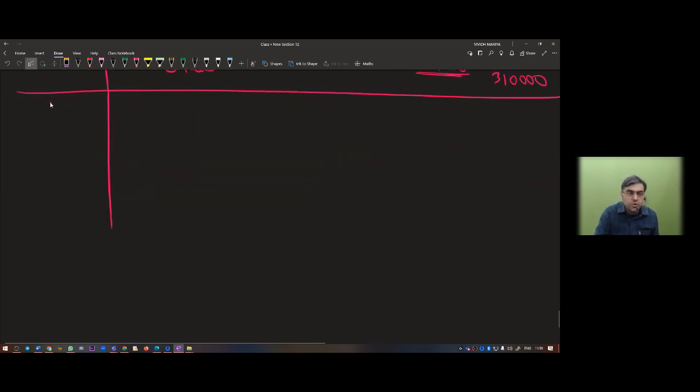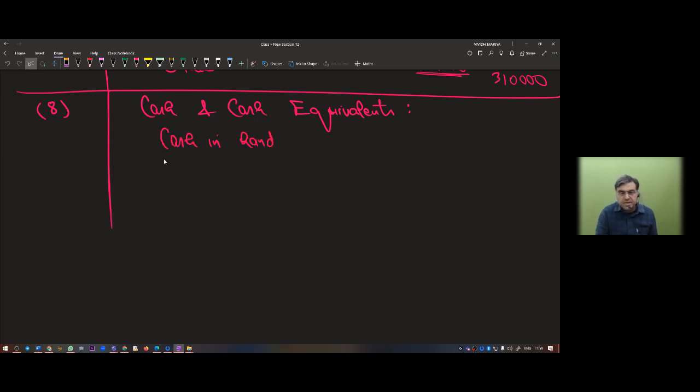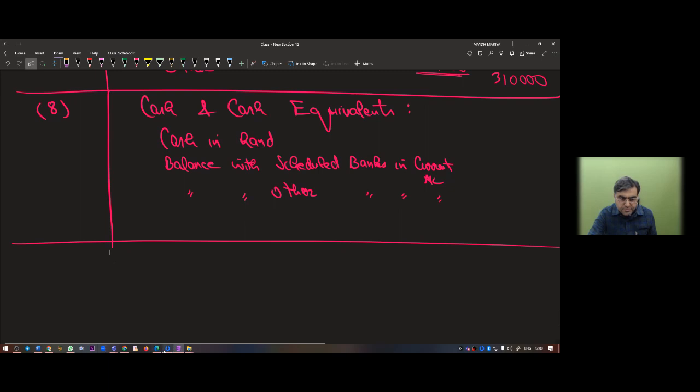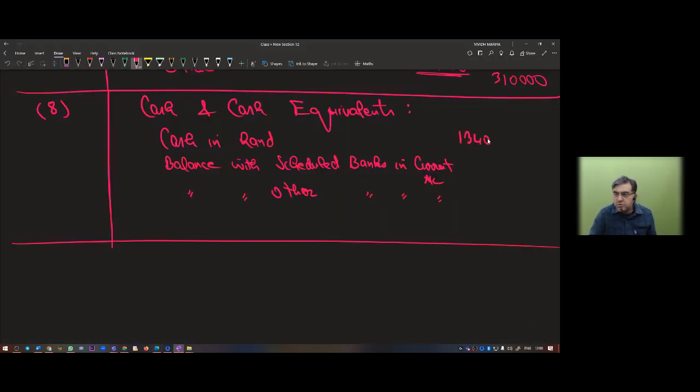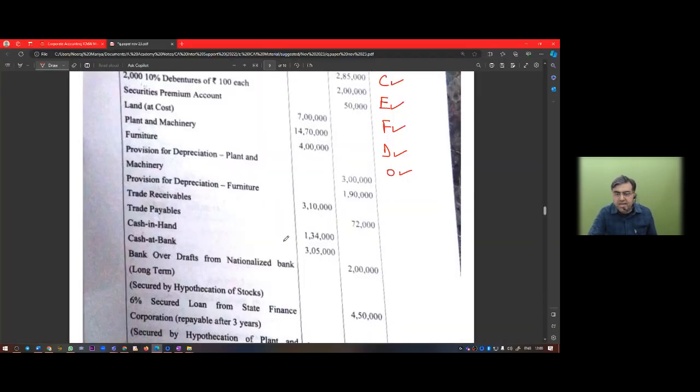Next. Note number 8 is cash and cash equivalents. Here cash in hand. Here balance with bank. Now, this will make the note complete and easy. Now, cash in hand is 1,34,000. The bank balance is 305.